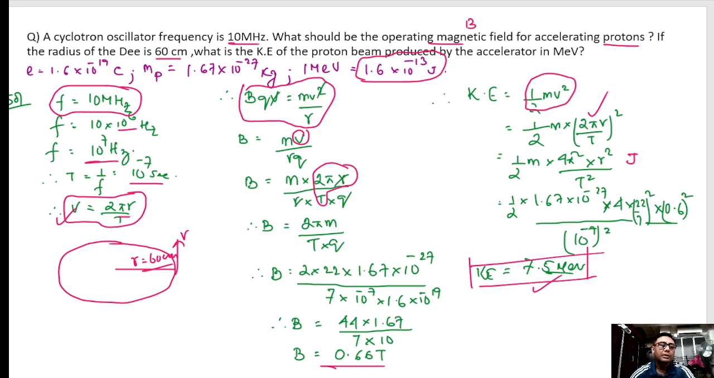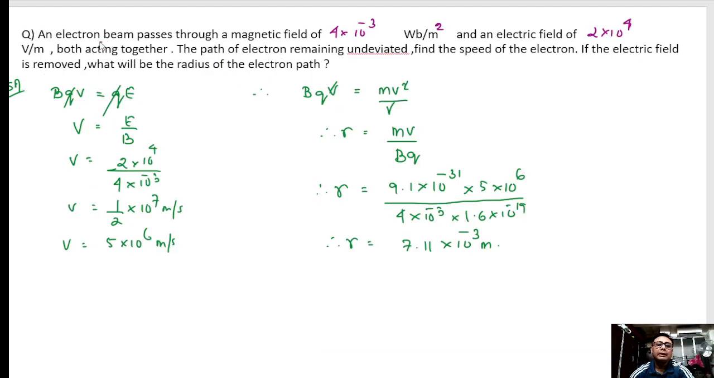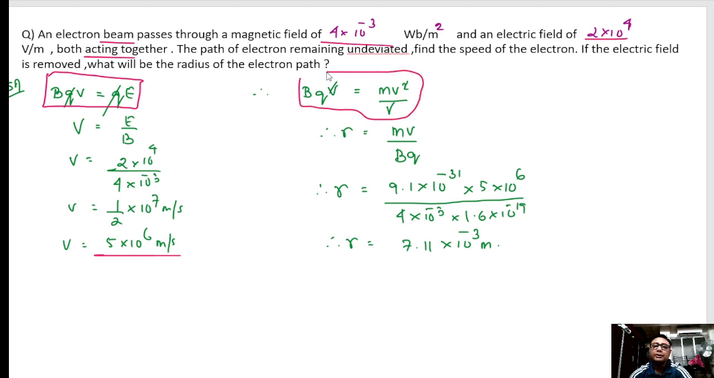Clear? So let's see. An electron beam passes through a magnetic field. This is the magnetic field given, and the electric field given, both acting together. So we know when electric field and magnetic field are there, then this is the formula, they will be equal. From here we calculate the velocity of the electron, and now the force due to the magnetic field is only making it move in a circular path. So BQV will be mv square by r. V and V cut, so we can calculate the radius of the path of the electron.